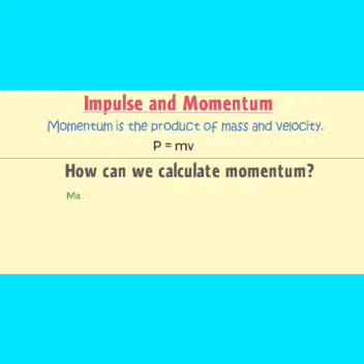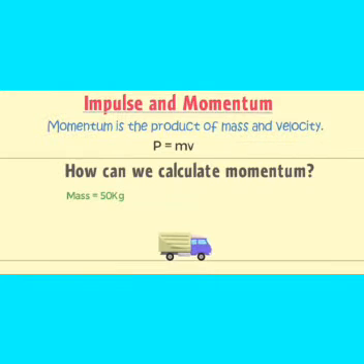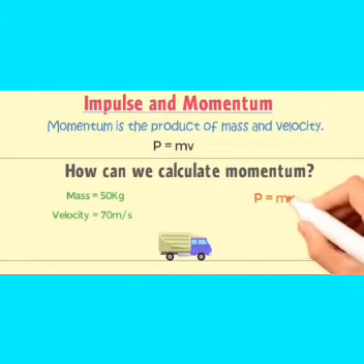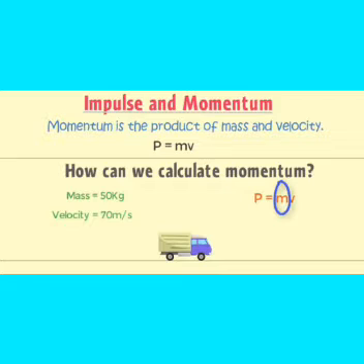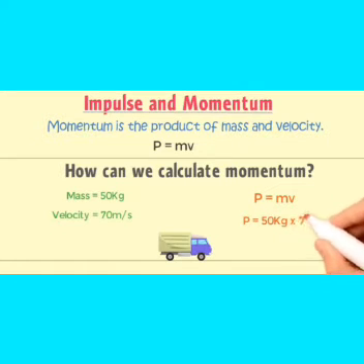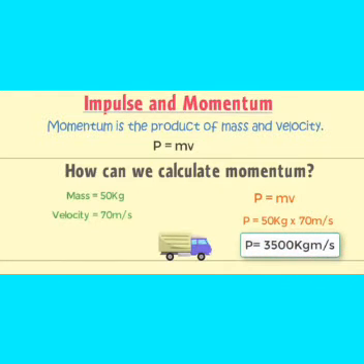Let's consider that a mass of 50 kg is moving in this direction with a velocity of 70 meters per second. The momentum of the 50 kg object is calculated as follows. We know that P is equal to m into v, where m is the mass of an object and v is the velocity of an object. Hence P is equal to 50 kg into 70 meters per second. As a result, we get P is equal to 3500 kg meter per second.